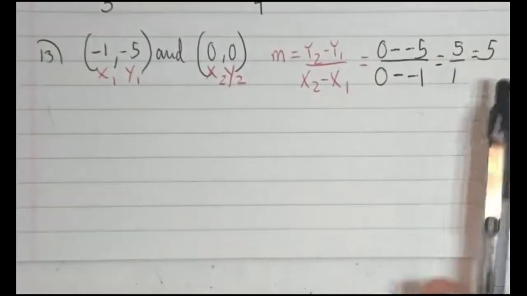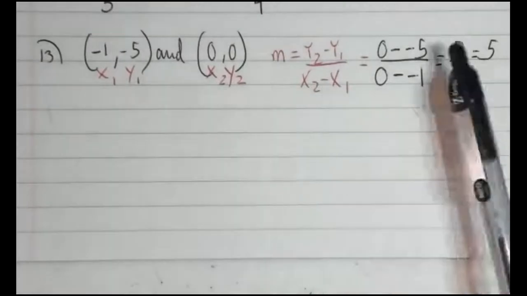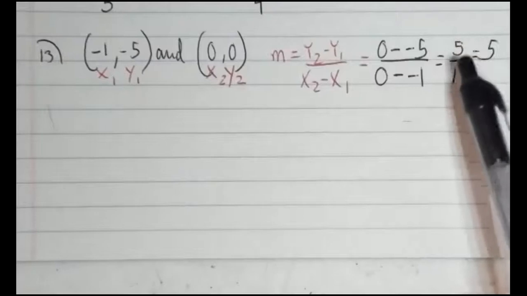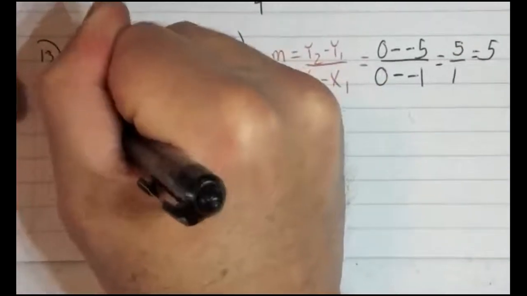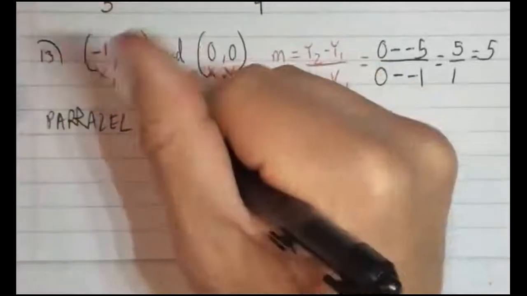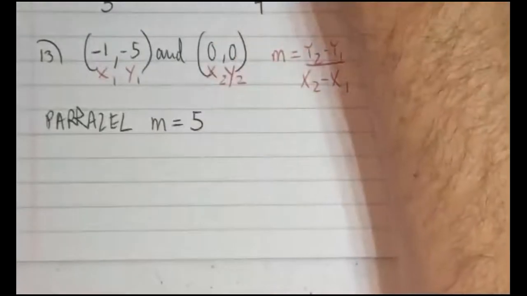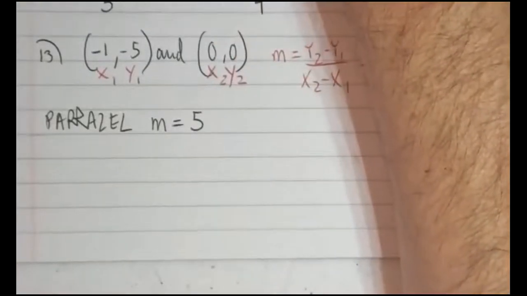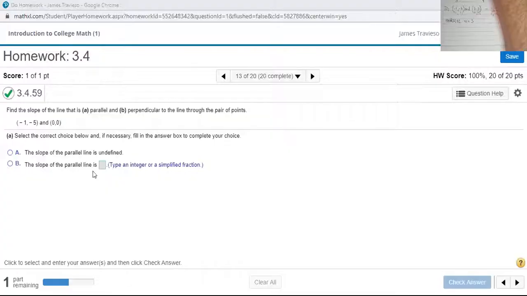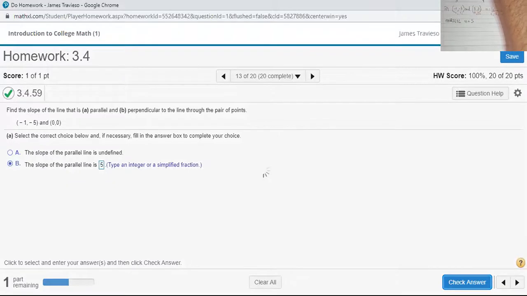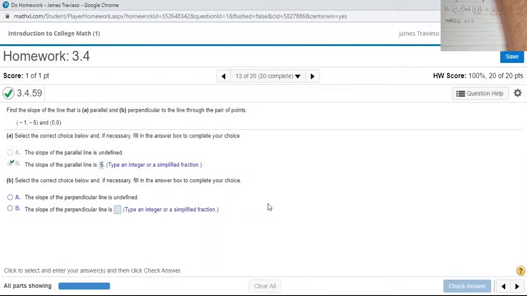So if it's parallel to these 2 points, that means it has the same slope as these 2 points. What is the slope of these 2 points? The slope would be 5. So the parallel slope would also be 5. That's the first thing we want to answer. The slope of the parallel line is 5. I think this is one of these 2-part problems. So the first part asks, what is the parallel slope?